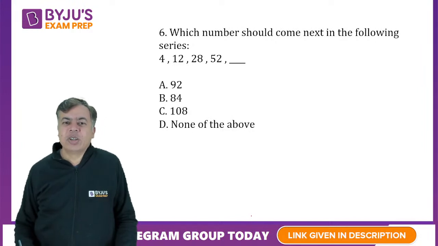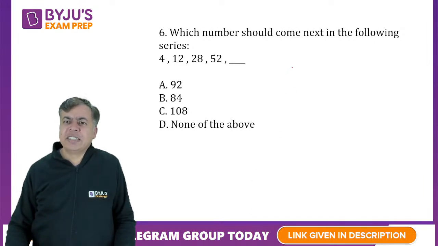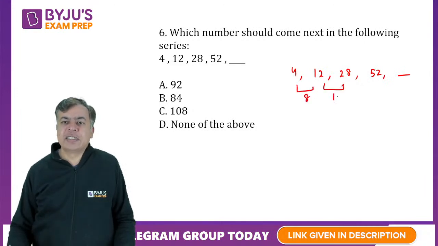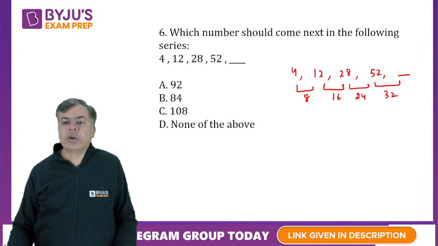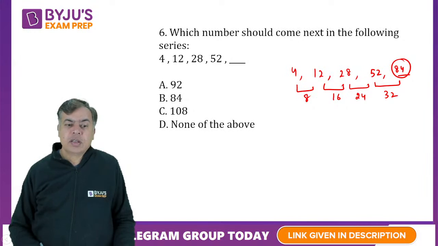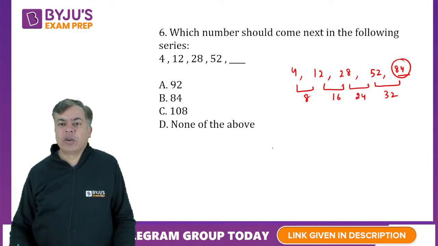Yes, again a question on series. Now which should be the next number? Okay, it is easy. Yes, great Kesar, very good. Very good Harshida. Right, so here the difference is 8, here the difference is 16, here the difference is 24. So now the difference should be 32. So it should be 84. Yes, absolutely. Right, this is correct. Very good.